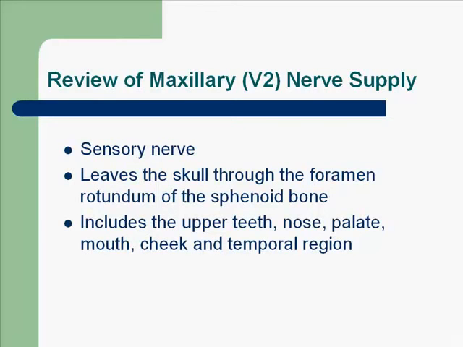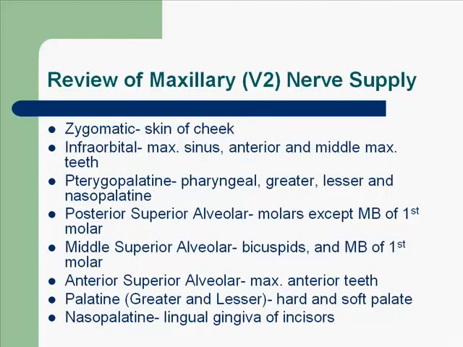Let's talk about a review of V2, the maxillary nerve. It's sensory only. It leaves the skull through the foramen rotundum of the sphenoid bone. It includes the upper teeth, nose, palate, mouth, cheek, and temporal region. Talk about the many branches. Zygomatic innervates the skin of the cheek. Infraorbital is the maxillary sinus, the anterior and middle maxillary teeth.